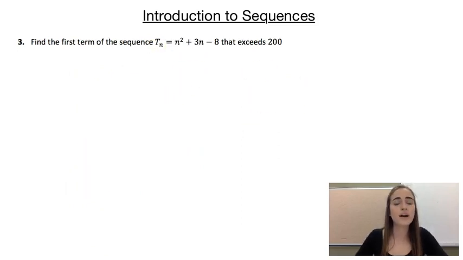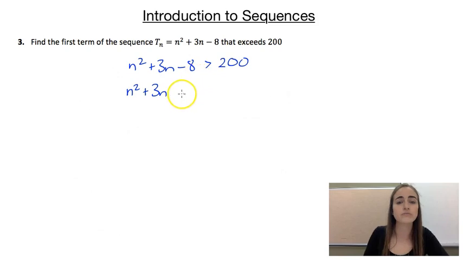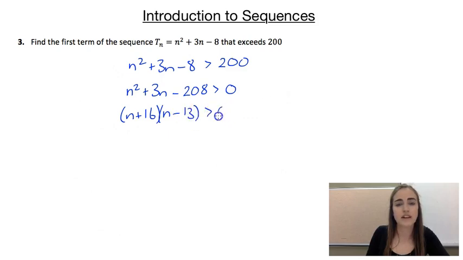In our third example, we're asked to find the first term of the sequence n squared plus 3n minus 8 that exceeds 200. So what we're going to do, we're going to write n squared plus 3n minus 8. We want to know when that is greater than 200. So we're going to solve this quadratic inequality. So we're going to have n squared plus 3n. We're going to subtract 200 from both sides. So we're going to have minus 208 is greater than 0. Now if I factorize that, I'm going to have n plus 16, n minus 13 is greater than 0.